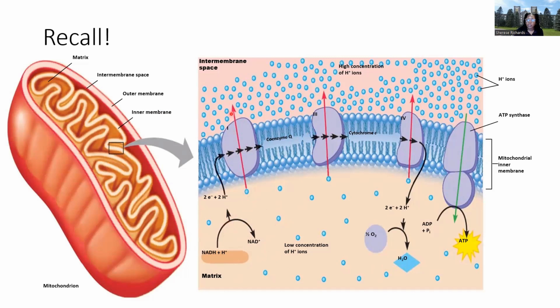Notice the arrows here are red, indicating that this is an active process, and it requires the energy that we liberate from moving those electrons. So we move hydrogen ions from low concentration to high concentration, and then we accumulate this large number of hydrogen ions in the intermembrane space. And in doing so, we can now move them passively.